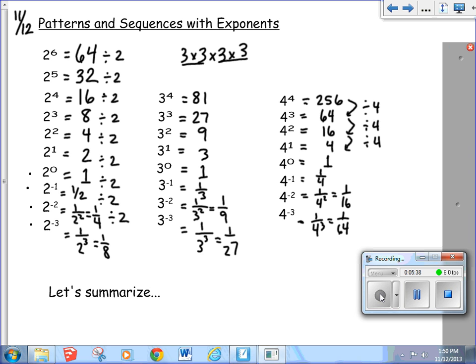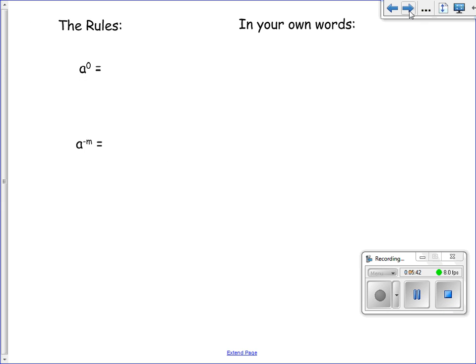Let's go ahead and summarize those rules, because this is brand new to you. In the textbook, you'll typically see a to the 0 power. That means any number a raised to the 0 power. Well, we just investigated 2 to the 0 power, 3 to the 0 power, 4 to the 0 power. You should make the connection. The same thing's going to happen every time. Any number to the 0 power is equal to 1.